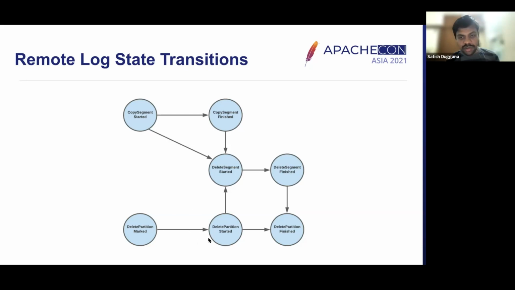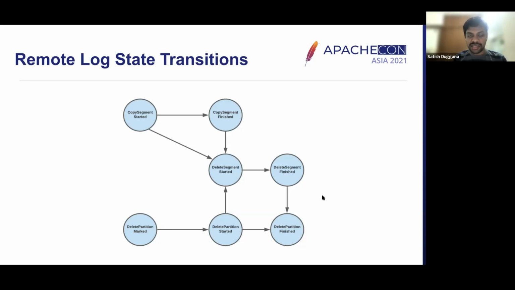So the remote log metadata manager asynchronously maintains that state and starts deleting that partition. What does that mean here? It has to get all the remote log segments for that partition, and it starts deleting all those segments. Once all those segments are deleted from the remote storage, it updates the state for that partition as delete partition finished. So these state transitions are all stored in the remote log metadata manager.